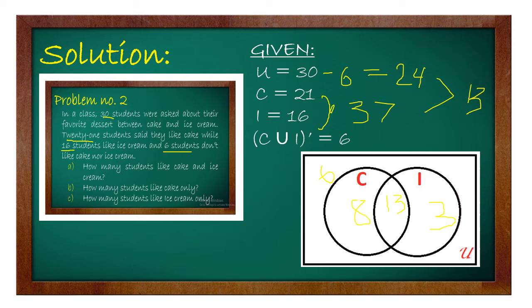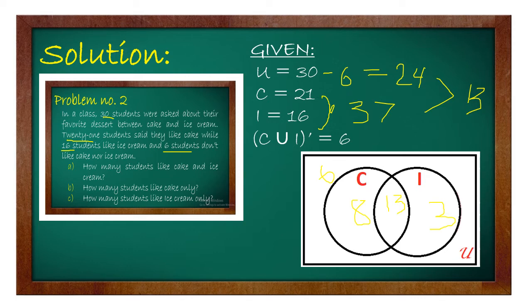Then after that, i-check na natin yung lahat na nailagay natin sa loob ng circles at sa labas ng circle kung mag-i-equal ba siya sa 30. 6 plus 8 is 14. 14 plus 13 is 27. 27 plus 3 is 30. So, ibig sabihin na ilagay na natin lahat doon sa universal set natin. So, pwede na natin ngayon sagutan yung questions sa problem number 2.